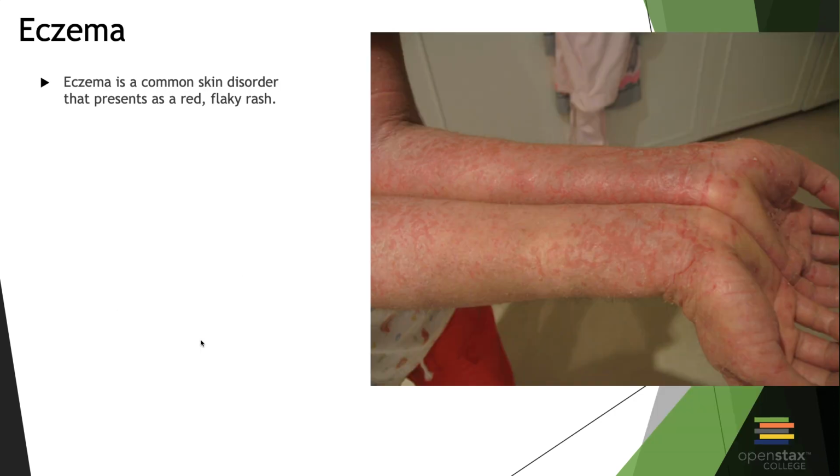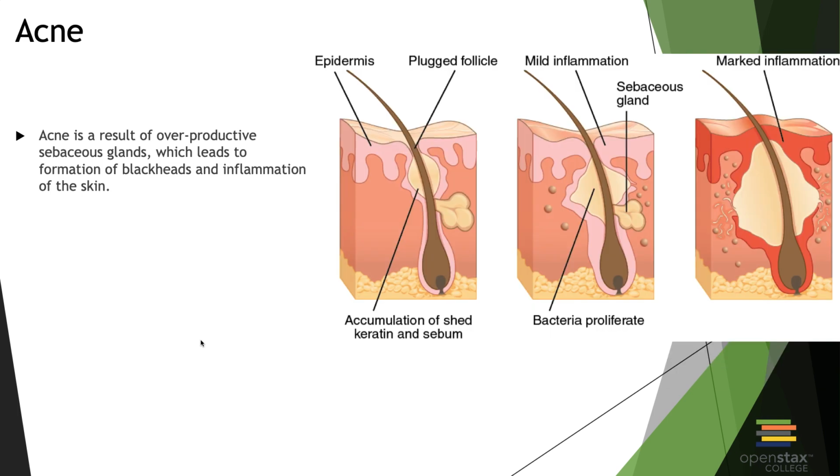A few others, you have eczema, which is an allergic reaction that manifests as a dry, itchy patch of the skin. It kind of looks like a rash, and it may swell, flake, crack, and bleed, and can be treated with corticosteroids and immunosuppressants. You have acne, which I'm sure we're all too familiar with. It occurs from an overproductive blockage of sebaceous glands.